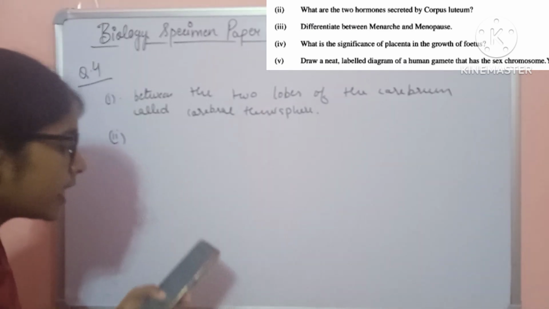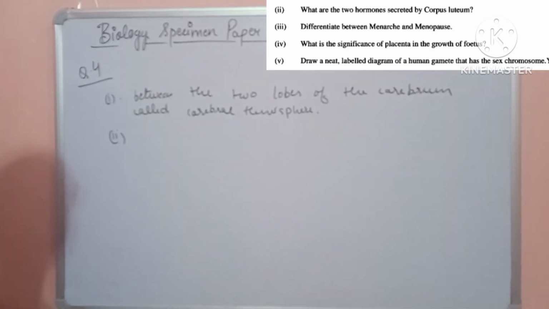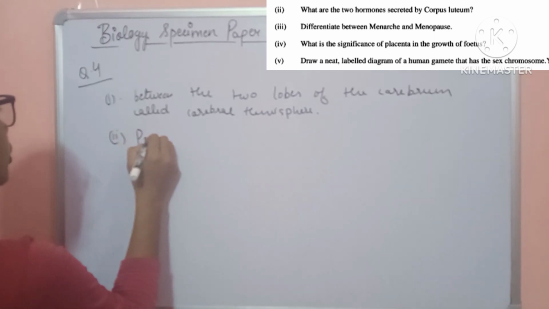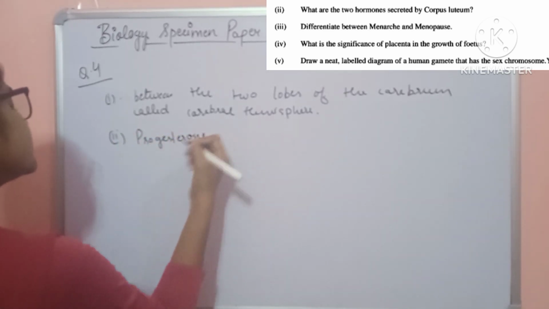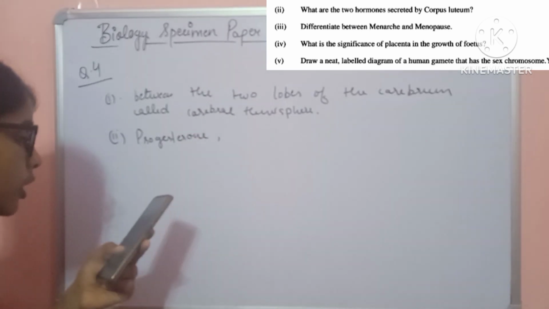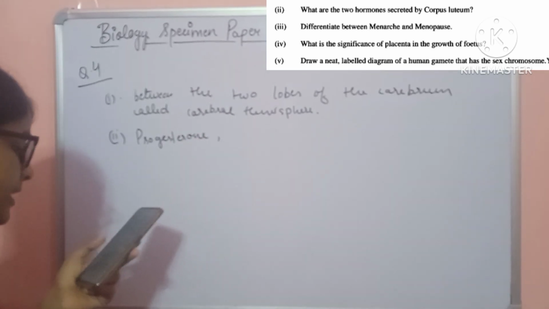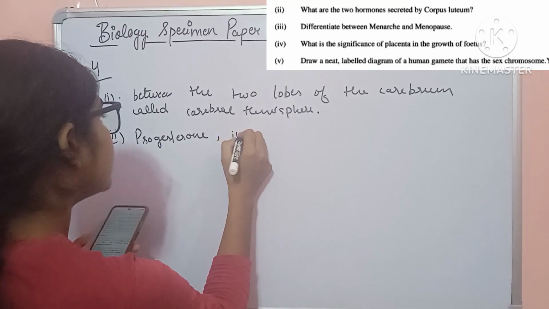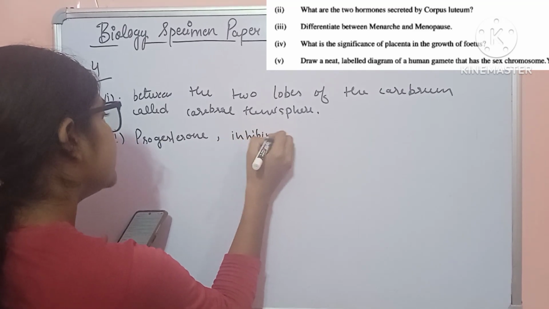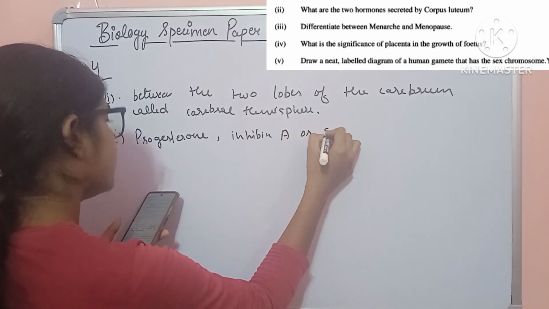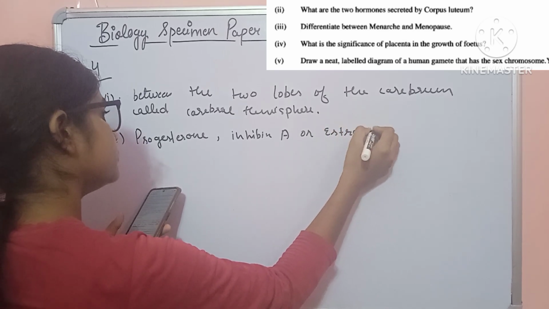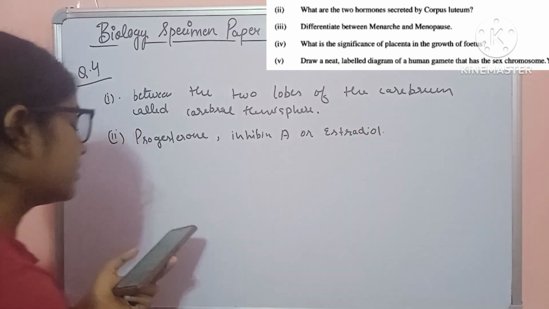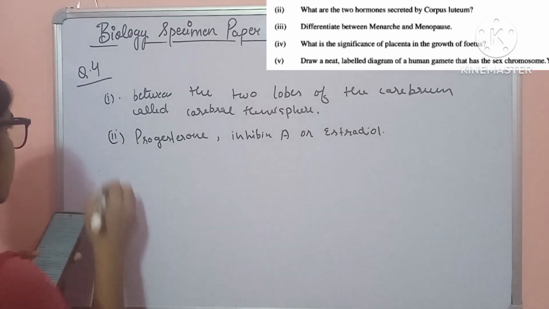What are the two hormones secreted by corpus luteum? First is progesterone. Progesterone is secreted by corpus luteum, and the second is inhibin A or estradiol. Okay.